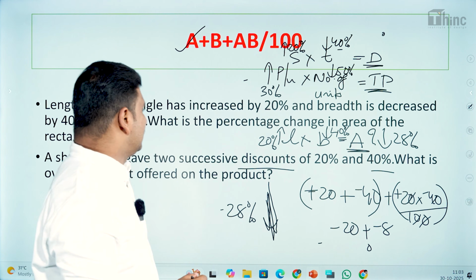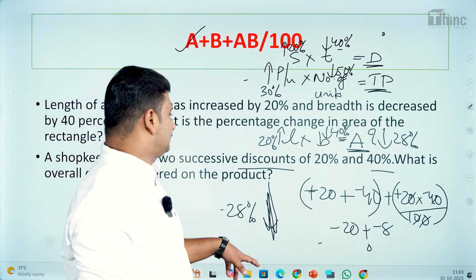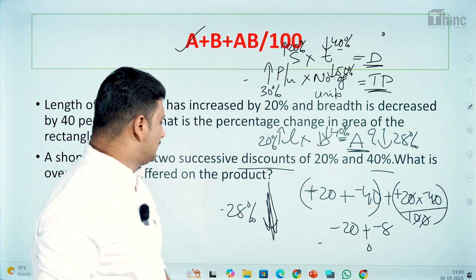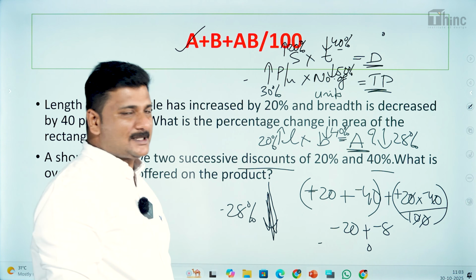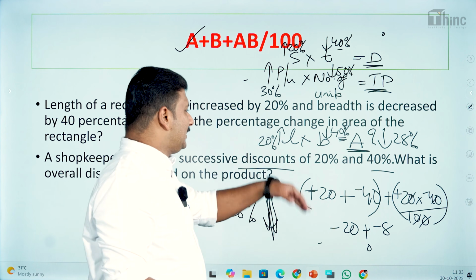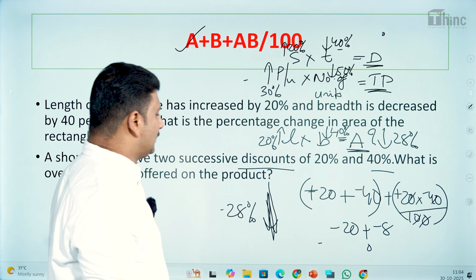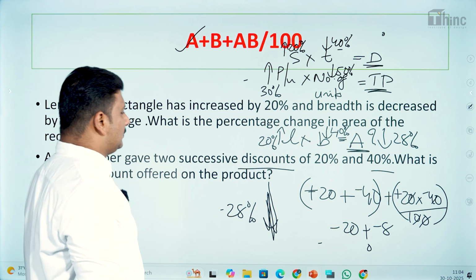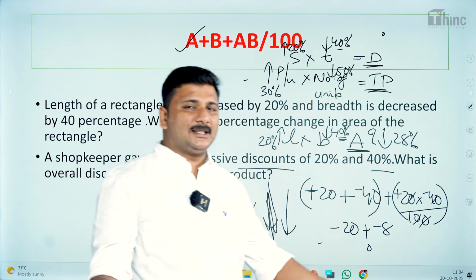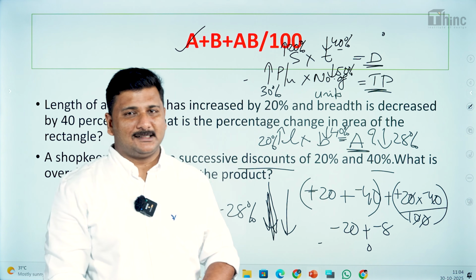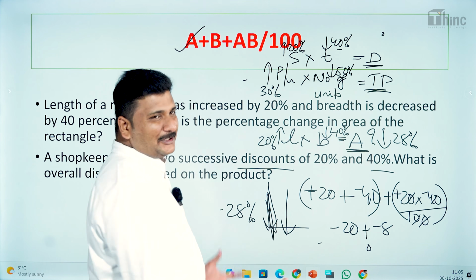Now, if this is a question connected to discounts, let's say the price of an article is increased by 20%, then decreased by 40%. What will be the overall percentage decrease? Again, we can use the same formula, A plus B plus AB by 100. Instead of A, put plus 20, instead of B, put minus 40. So we'll get minus 28, that means there is an overall discount of 28%. So in both situations, we can make use of the same formula, A plus B plus AB by 100.